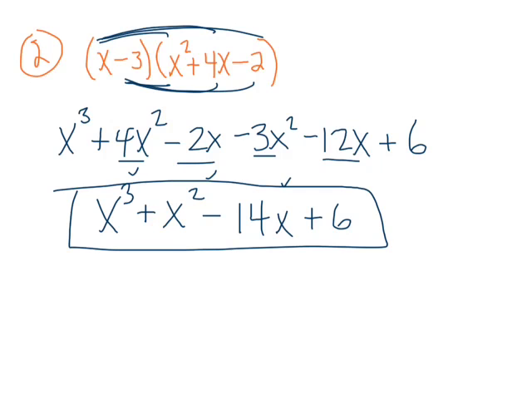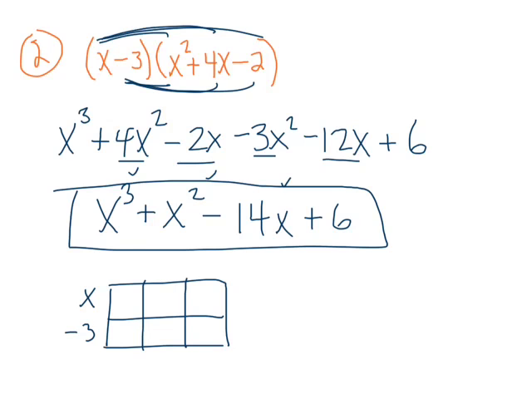Now I could also do this using the box method, and if you want to do that, that's fine. I'm not going to do the whole thing, but I'll at least draw what the box would look like. Now instead of doing a 2 by 2, I'm going to need a 2 by 3 because I have 3 terms in that second polynomial. So I have x and a negative 3, and then I have x squared, positive 4x, and negative 2. And now I would just go through and multiply and fill in all the boxes, and then combine like terms and get exactly the same thing I got the first time. So either way you want to do it, perfectly fine with me, as long as you get the right answer. That's the important part.